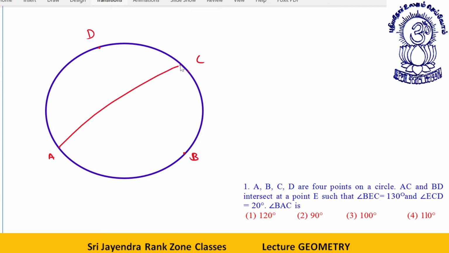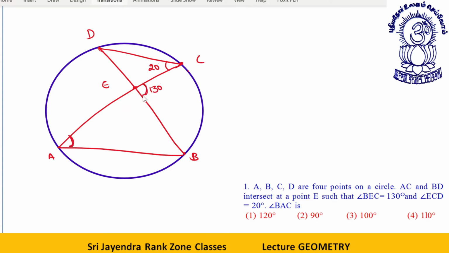AC and BD intersect at a point E such that BEC is equal to 130 degrees and ECD, this angle, is equal to 20 degrees. You have to determine angle BAC. You have to determine this angle. It is quite a bit similar to the previous question.